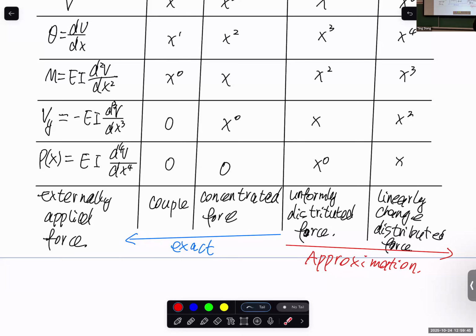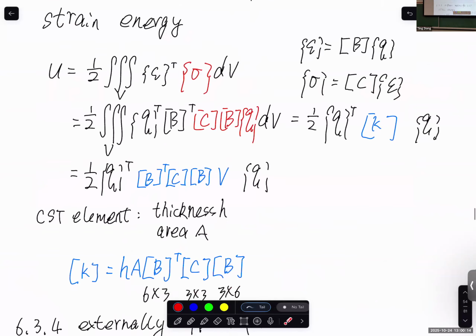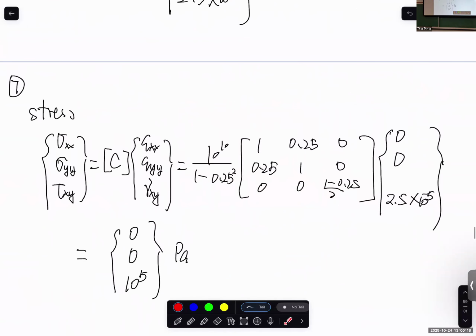Yes, you are correct based on the Beam chapter, but this is only for the beam. We cannot just use the conclusion from this part and say, okay, no matter what problem we are dealing with, like plane stress, CST element, if it's distributed force, it's approximation. If it's concentrated force, we cannot really just move the conclusion in this chapter to chapter 6. Yes. So any other opinion? Anyone?